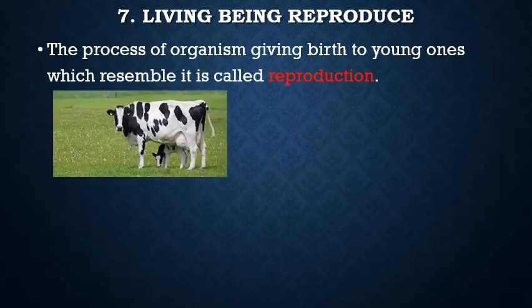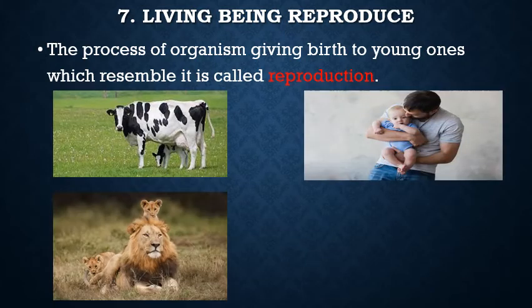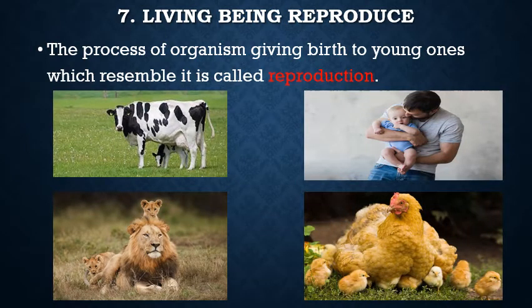Now you can see the cow and the calf. They all look alike. It is the smaller version of the bigger man, or the smaller version of the bigger animal. The process of an organism giving birth to young ones which resemble it is called reproduction.